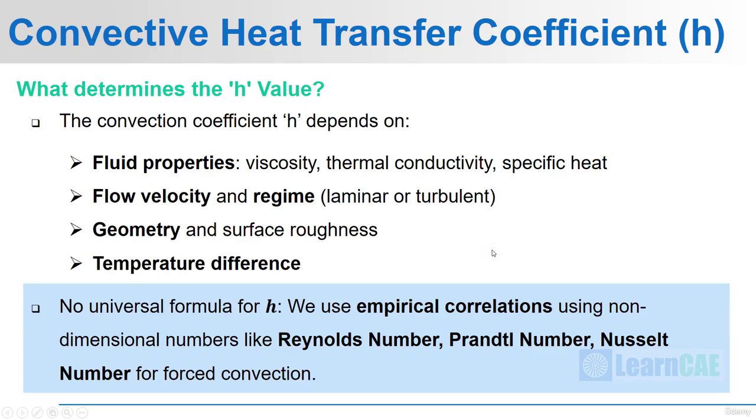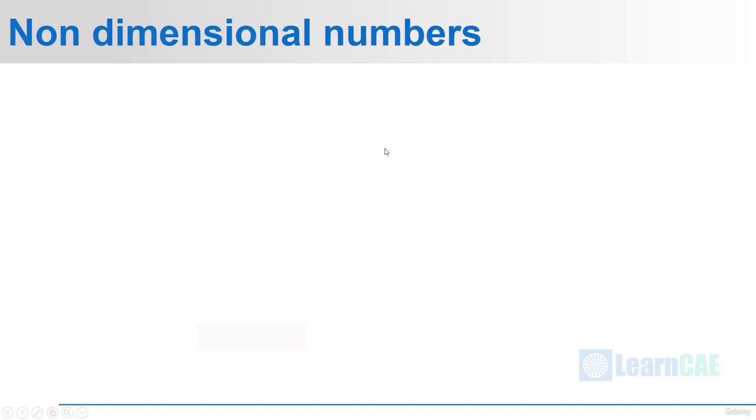So how to calculate the h value? There is no universal formula for h. We have to use empirical correlations using non-dimensional numbers like Reynolds number, Prandtl number and Nusselt number for forced convection. In case of free convection, there are two other numbers like Grashof number and Rayleigh number. But for this case, we will stick to forced convection and we will see about these three non-dimensional numbers. Next we shall see the non-dimensional numbers.